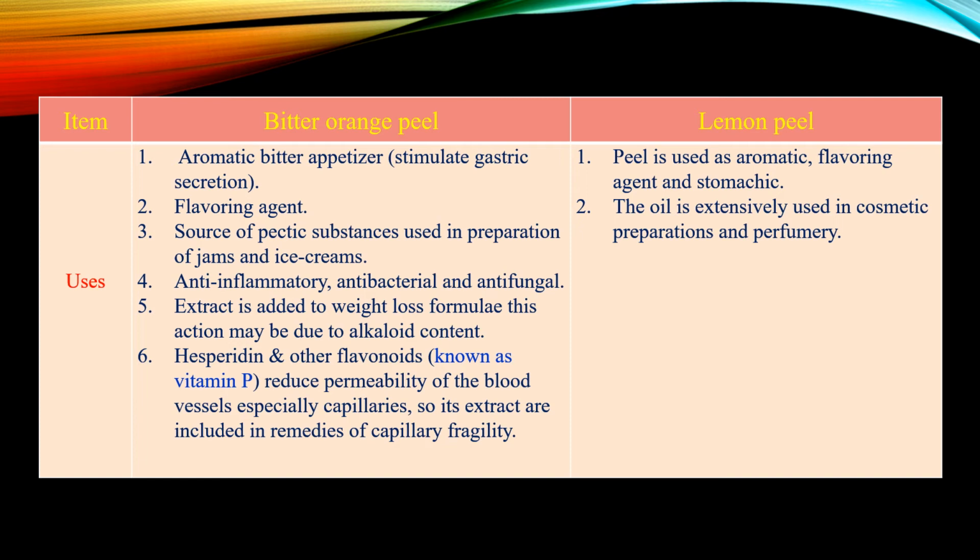Hesperidin and other flavonoids, which are known together as vitamin P, reduce permeability of blood vessels, increasing the strength of capillary walls, so decreasing the tendency of capillary fragility. Lemon peel is used as an aromatic flavoring agent and stomachic. The oil is used mainly in cosmetic preparations and in perfume preparations.